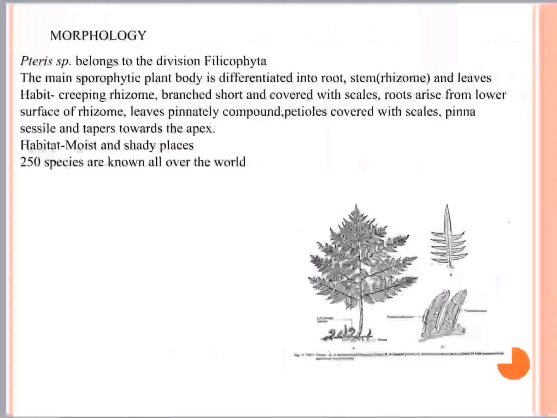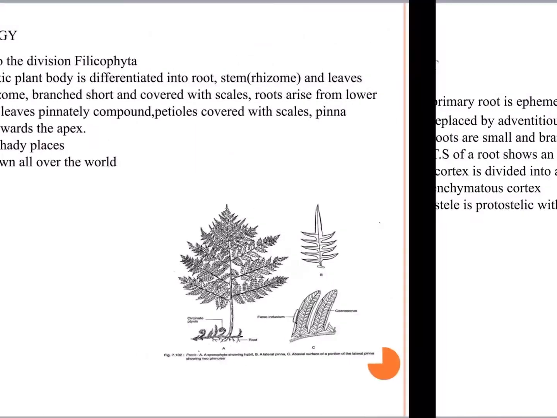The habit of this Pteris species: it is a creeping rhizome which is branched, short and covered with scales. The roots arise from the lower surface of the rhizome and the leaves are pinnately compound, petioles covered with scales, pinna sessile, which means that each leaflet does not have a stalk and it tapers towards the apex. The habitat is moist and shaded places, and about 250 species are known all over the world.